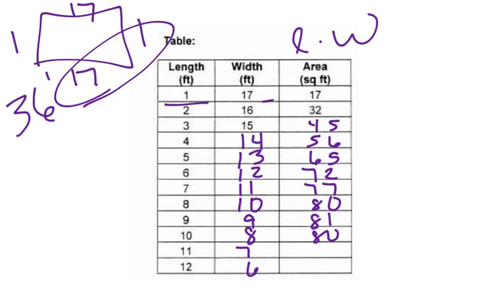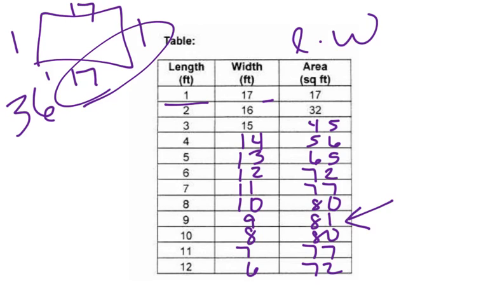10 times 8 is 80. 11 times 7 is 77. And 12 times 6 is 72. So as you were looking through there, if you wanted to know what the maximum area that it could ever be was, it was 81, and it was having a length of 9 and a width of 9.